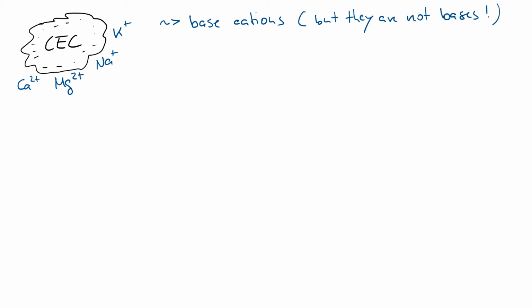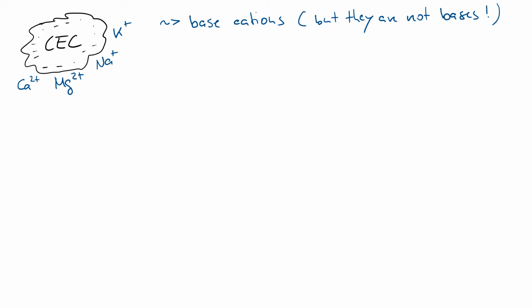Anyways, the main ions that are associated with the CEC in soils are exchangeable cations like calcium, magnesium, sodium, and potassium. These are referred to as base cations. However, they're actually not bases, so maybe looking at them as non-acid forming cations or neutral cations might be a better way to look at them. So really they are not bases, but we do refer to them as base cations.